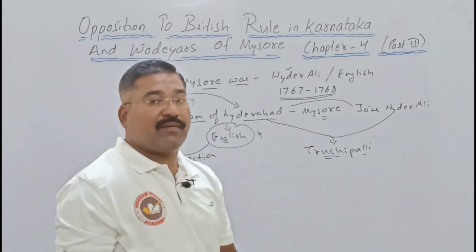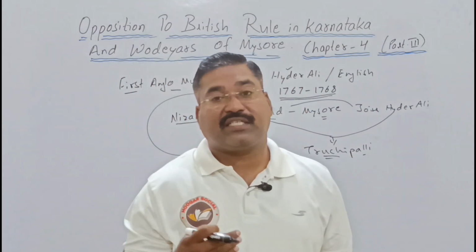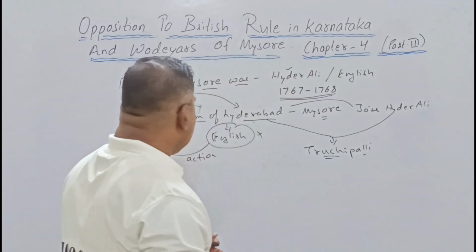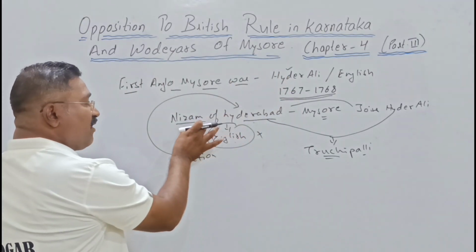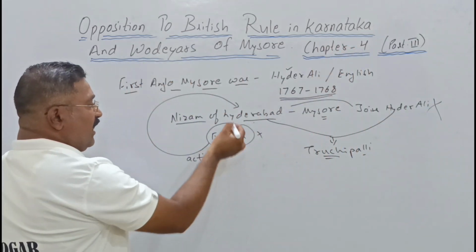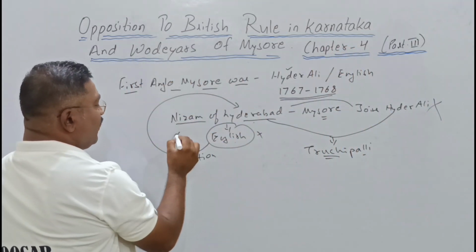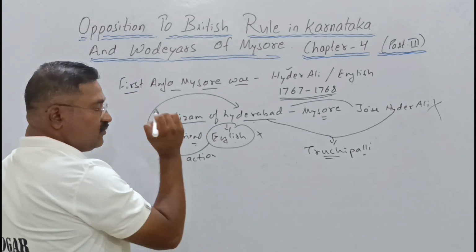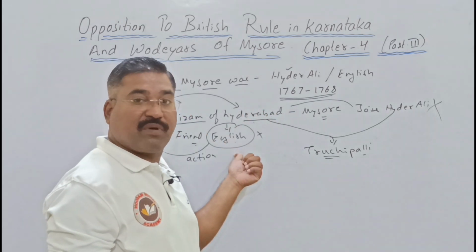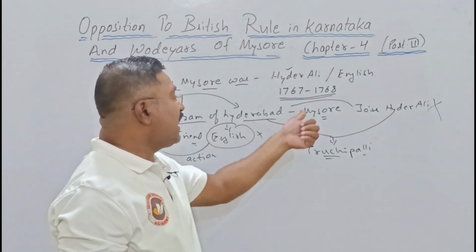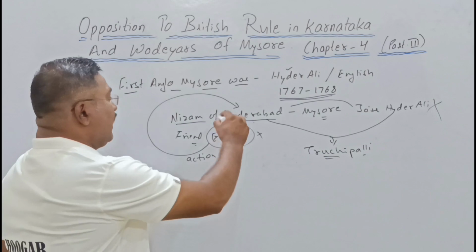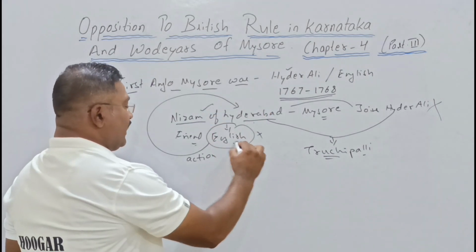When the Nizam of Hyderabad got to know that the English with their huge army were marching towards Hyderabad, suddenly he broke the friendship with Hyder Ali and once again became the friend of the English. He left the hand of Hyder Ali and joined the English.